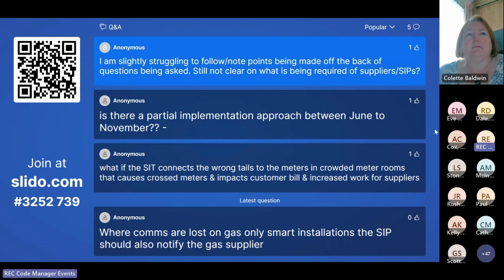Just a point here on struggling to follow some points being made off the back of questions being asked, what's required of suppliers and SIPs. Obviously we can't go through the full solution again, but what I really encourage you to do, if you've still got questions, is to add your question onto this, and Colette's contact information as the lead change analyst is shared within the change proposal. We fully encourage you to get in touch with us if you need any further clarification on the solution. Or through your operational account managers, of course, who can support you and point you in the right direction.